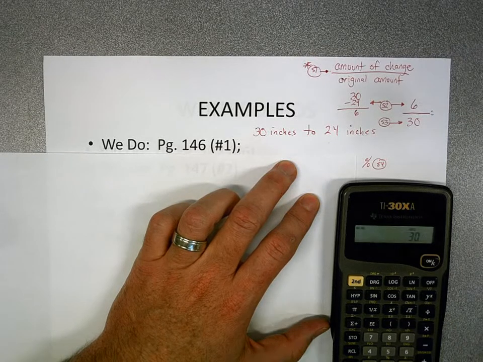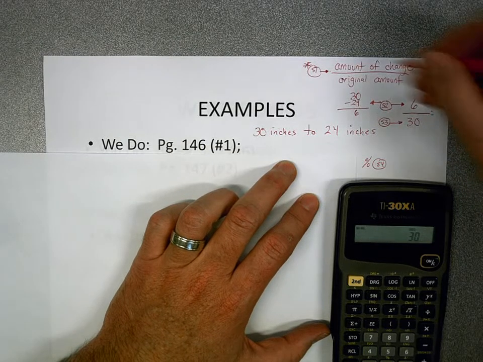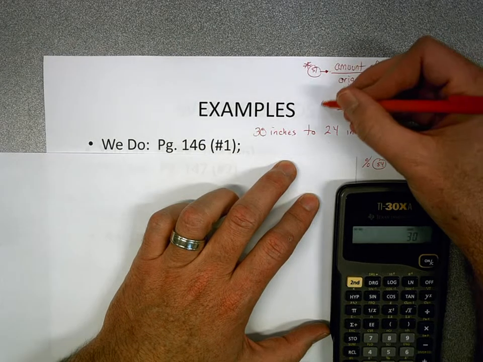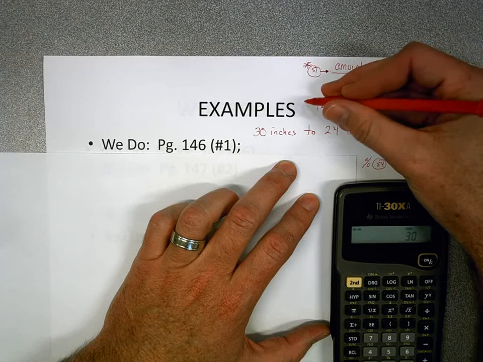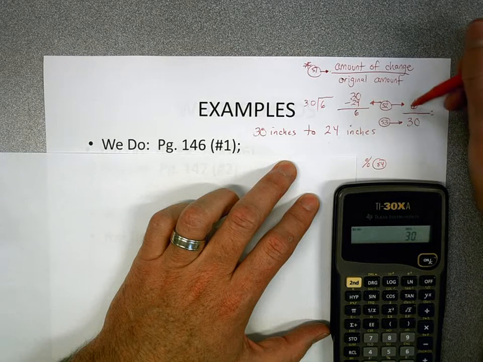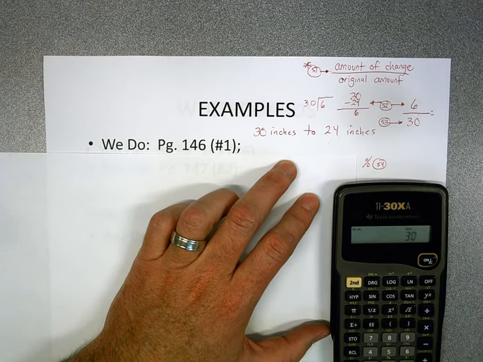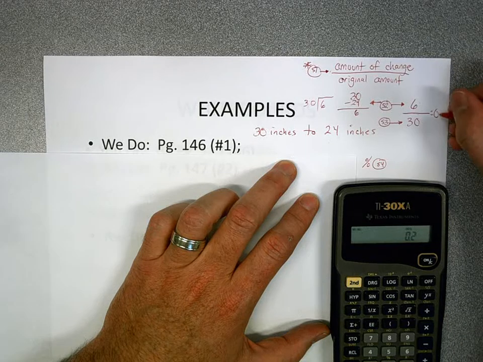Now listen, if I was going to do this longhand, meaning without a calculator, don't forget, it's 6 divided by 30. That's how you would write it right there. Don't put the 6 on the outside. It's bottom and the top. But in your calculator, you go 6 divided by 30. I'm going to hit the equal sign, and I have 0.2.